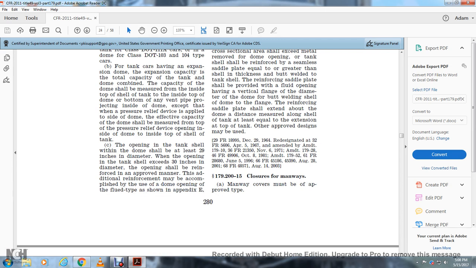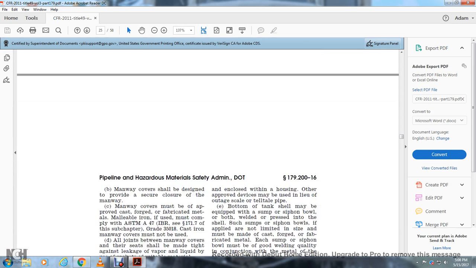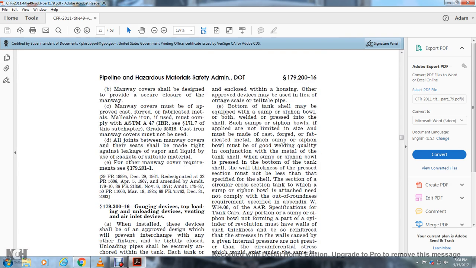179.215 Closure of the manway. Manway covers must be an approved type. Manway covers shall be designed to provide secure closure for the manway. The manway covers must be approved cast or forged, fabricated metal, or malleable iron. If used, cast iron must comply with ASTM A47 grade 35018. Other manway covers must not be used.